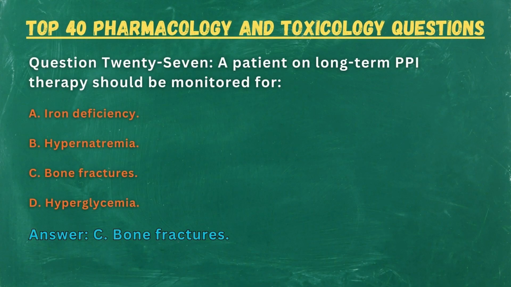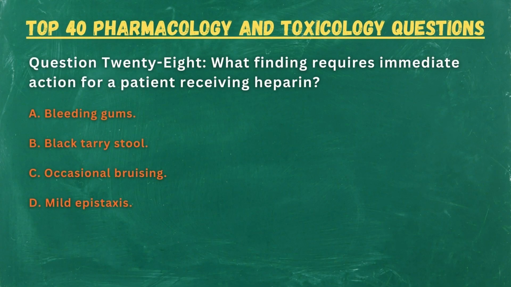Answer: C. Bone fractures. Question 28. What finding requires immediate action for a patient receiving heparin? A. Bleeding gums. B. Black tarry stool. C. Occasional bruising. D. Mild epistaxis.